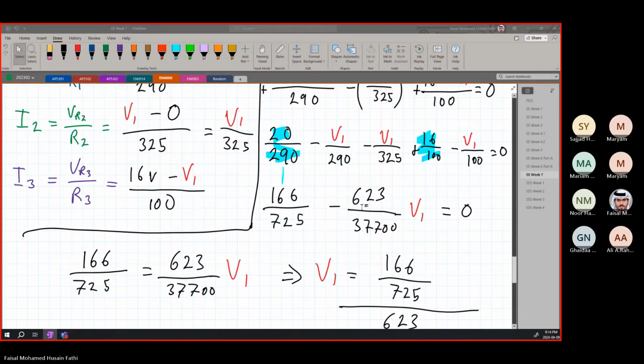This one, I calculated 623 because minus 1 over 290 minus 1 over 325 minus 1 over 100 gives me minus 623 over 3770. All I did was I grouped up these values. This minus this minus this.